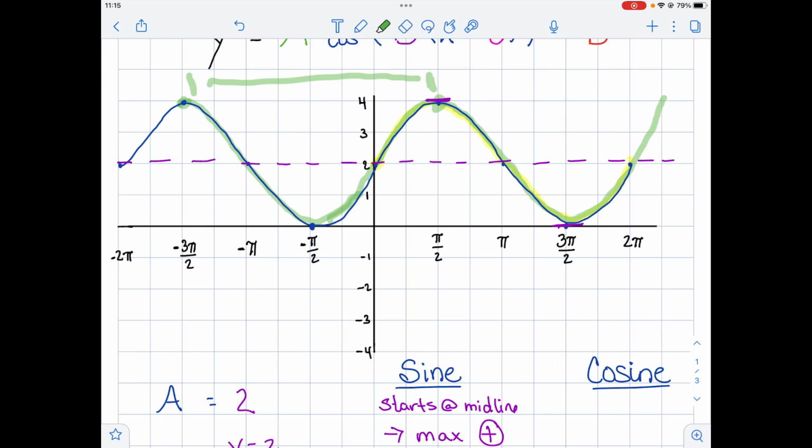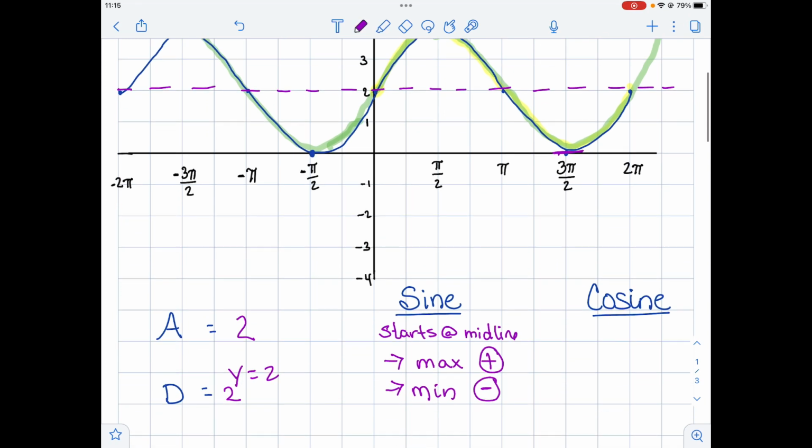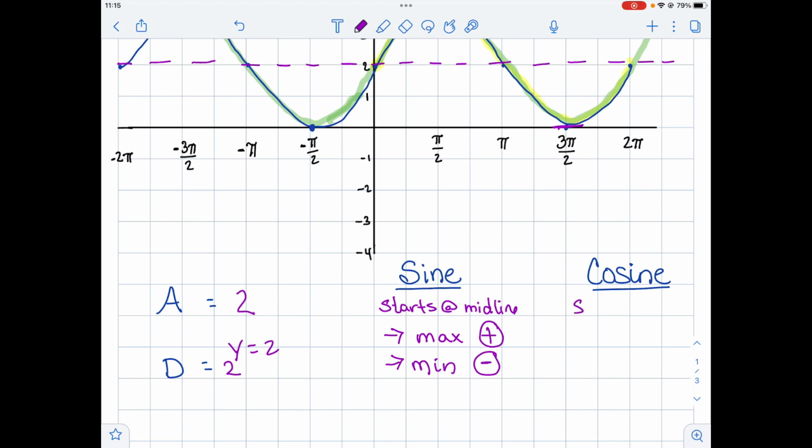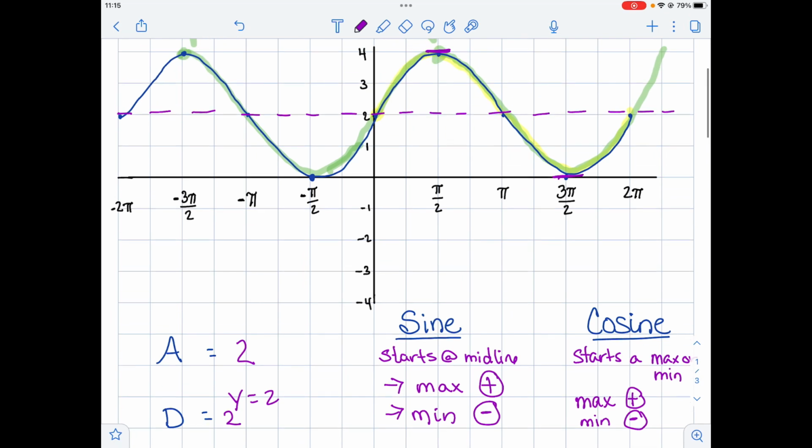So for a cosine, it always starts on the min or the max. If it starts at the max, it's positive. If it starts at the min or minimum, it's negative. So that's a way to kind of know what sign is going to go in front of your A, your amplitude.